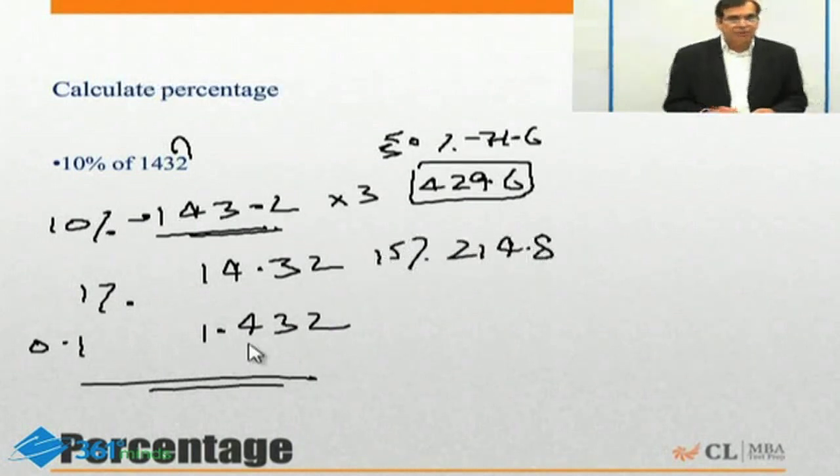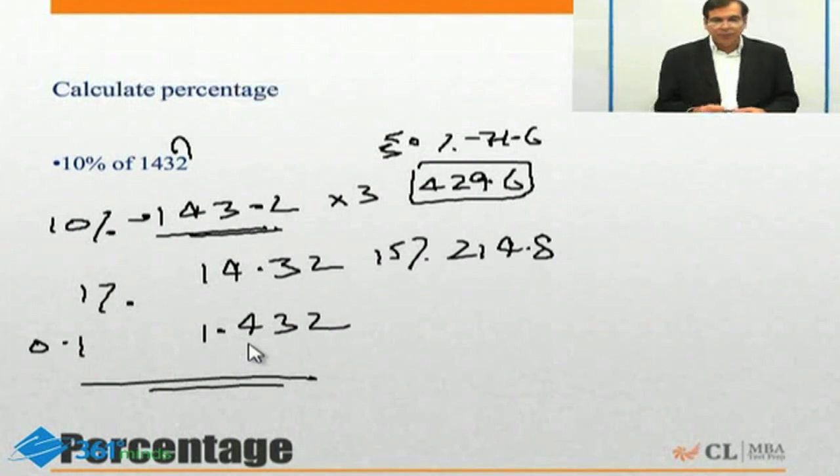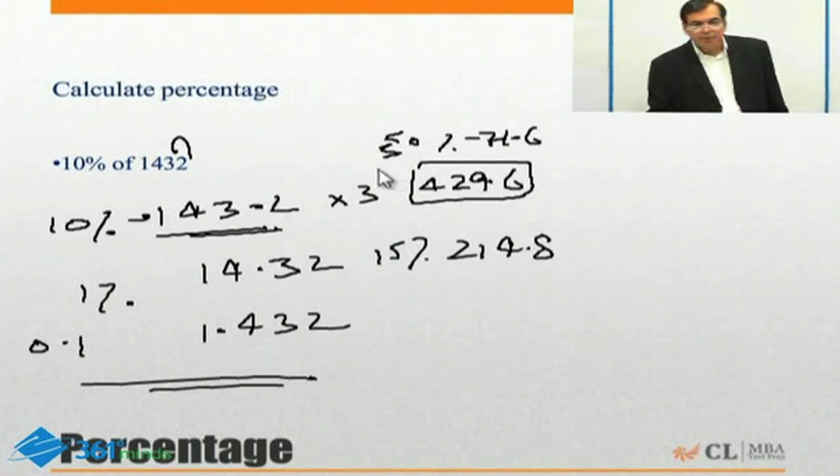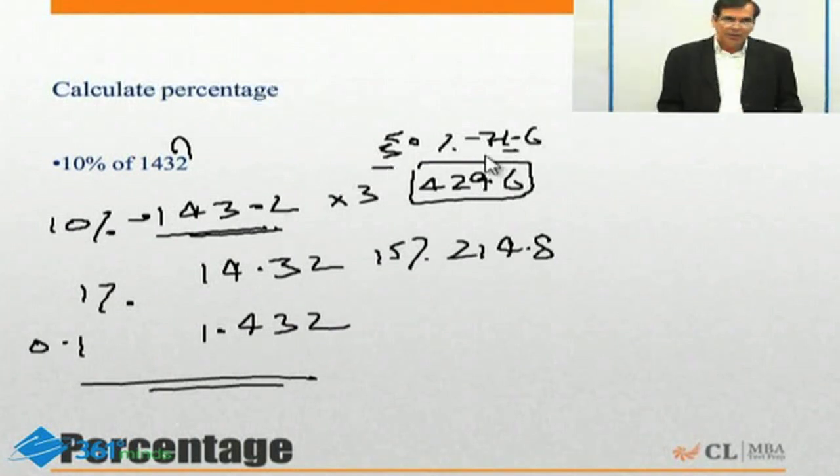How much is 2.5% of 1432? It is half of 5%. 5% is 71.6. Half of that, 2.5%, will be approximately 36. Or if you want to be very accurate, 35.8. Okay. How much is 3.33%? It is one third of 143.2. How much is 13.33%? It is 10 plus 3.33%.